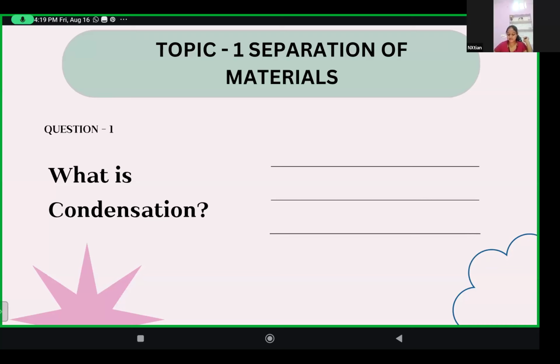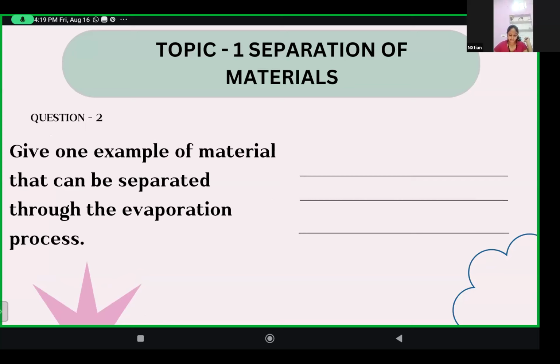Okay, next question for Abraham. Give one example of material that can be separated through evaporation process. If I have water and salt, so I mix salt with water. Now I want to separate salt from water.